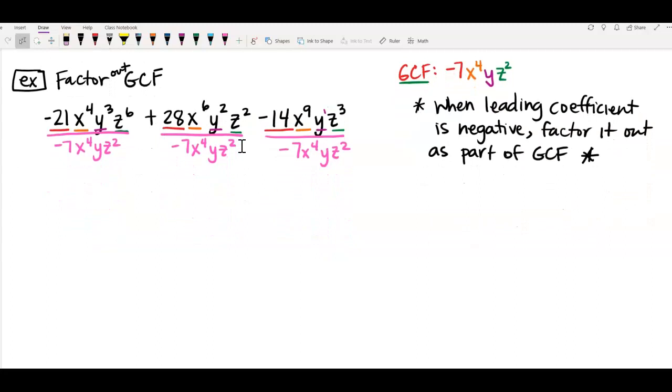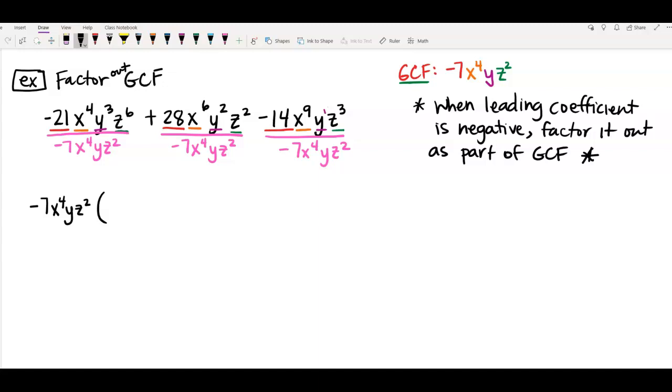So first thing we need to write down is our GCF. That's what's on the outside. So I've got this negative 7 x to the 4th, because this is what I'm dividing out of each of my terms. And then in the parentheses, this is what's left over after I divide each of the terms by that GCF.